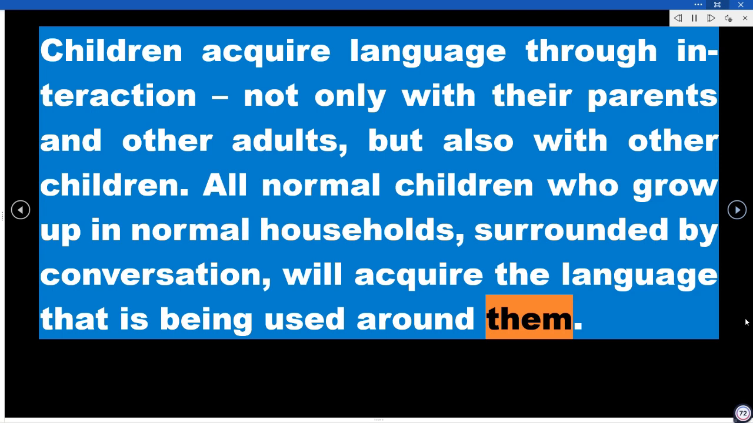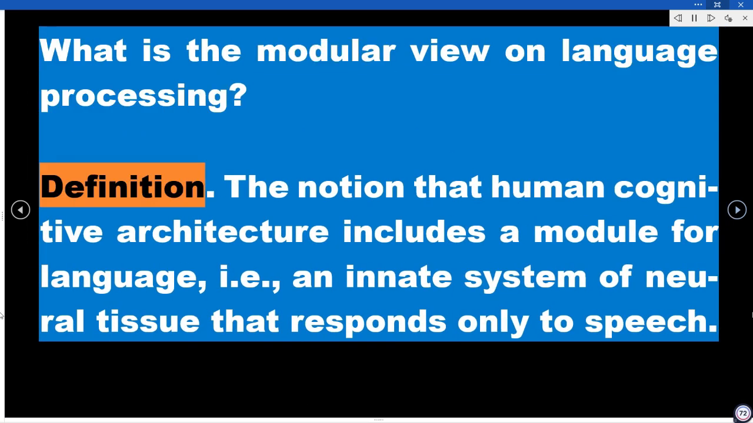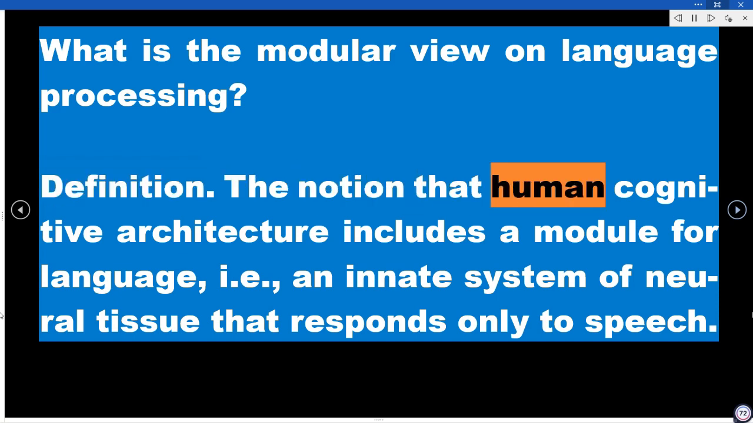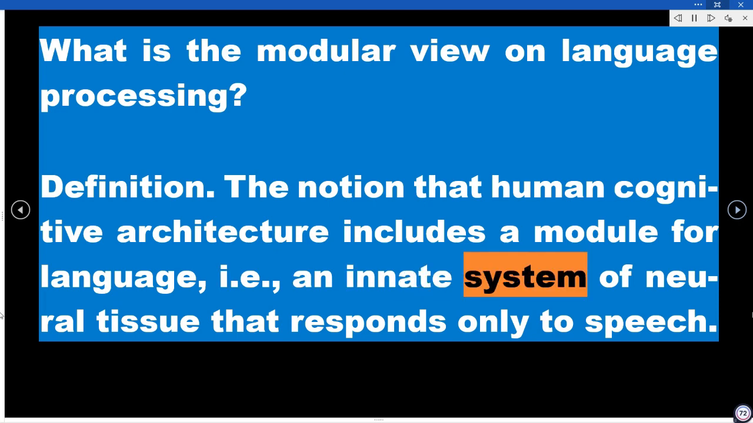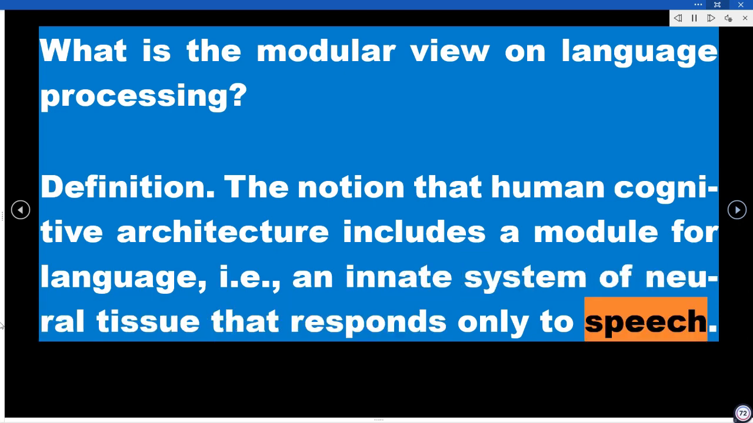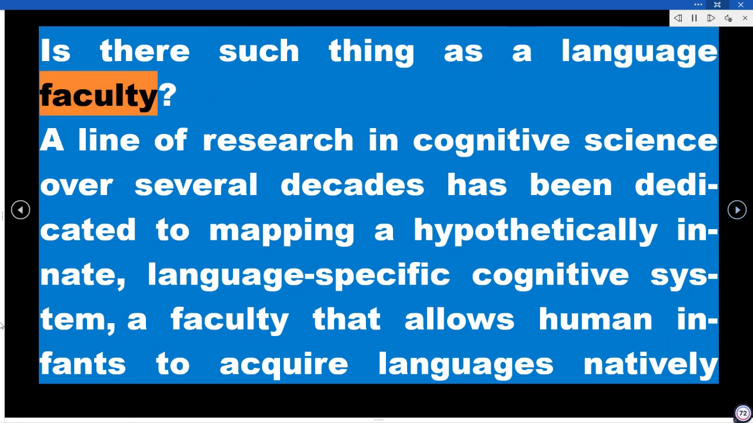What is the modular view on language processing? Definition: the notion that human cognitive architecture includes a module for language, i.e., an innate system of neural tissue that responds only to speech. Is there such a thing as a language faculty?